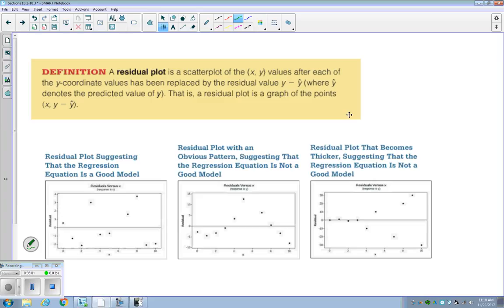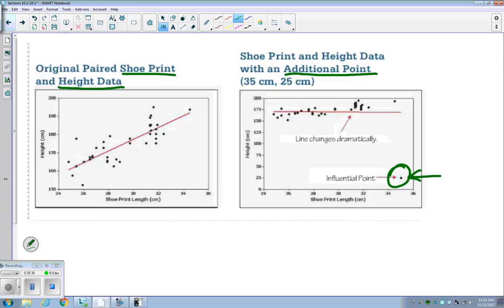Okay, so another definition, residual plot. The residual is the difference between the actual data point and the predicted data point. The difference between the actual data point and the predicted data point. So let's go back and look at a graph so I can explain that a little bit better. Here we go.